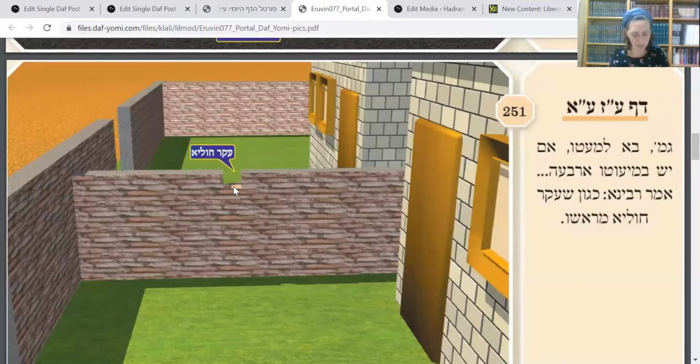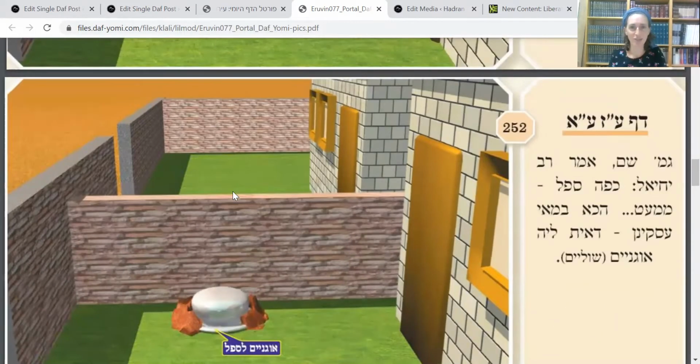Okay, so that's case number 1. So again, we started with a case of how you can make it less, but we didn't really understand it and we had to then explain it in some other way. Same thing is going to be for the upcoming cases. Amar Rav Yechiel, kafa sefel. Okay, that's the next picture that I showed you before.